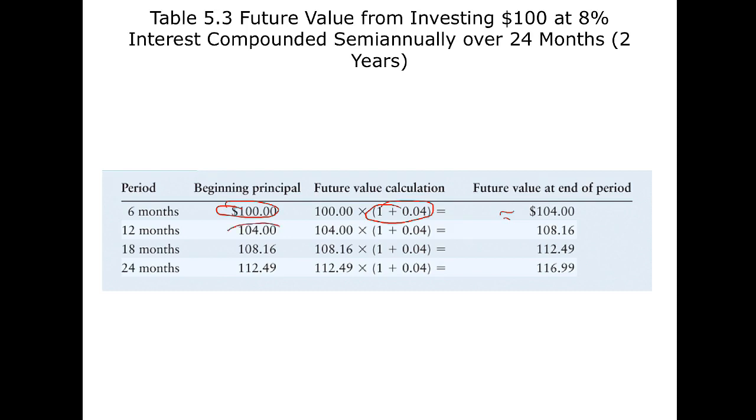Then for the next 6 months, our beginning principal would be $104, that was our ending amount from the end of the first 6 months. We would take that $104 and multiply it by 1 plus the 6-month interest rate of 4%, and we would have $108.16. And we would continue that so that at the end of the 2 years we would have $116.99 if we had invested $100 at 8% interest compounded semi-annually over 2 years.